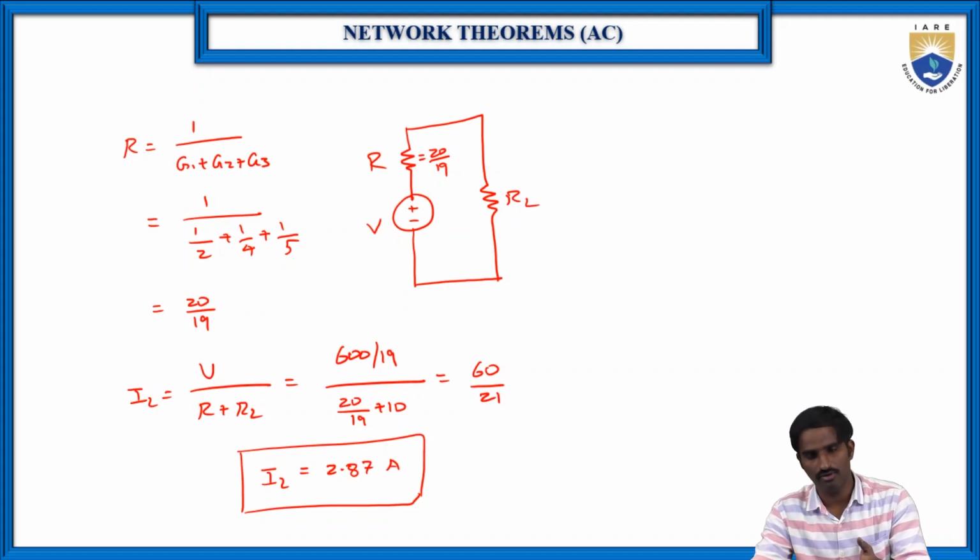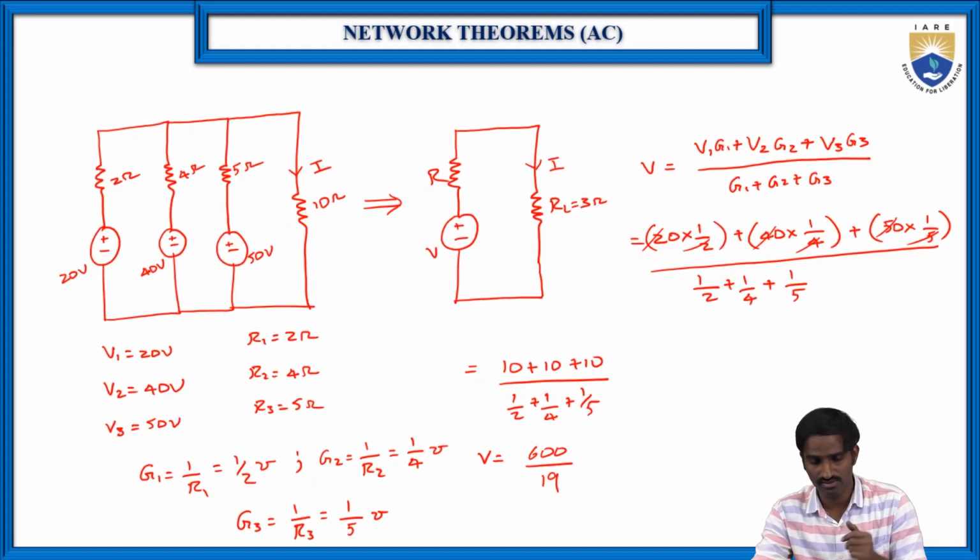But of course here V is equal to V1 G1 plus V2 G2 plus V3 G3 by G1 plus G2 plus G3. This is also what we get from the same previous equation, just for simplification purposes, or the other way that we can use. For that purpose only I have explained this problem.